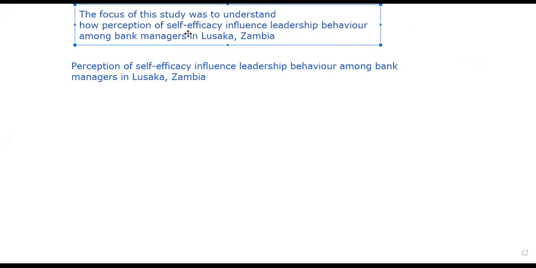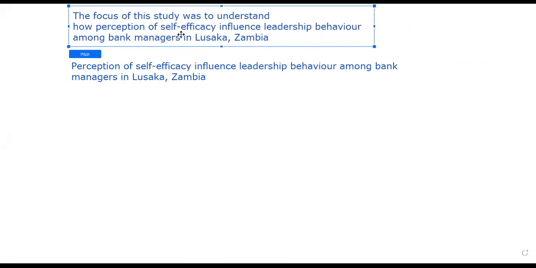Okay, so this is the research topic. This is the research main objective. The focus of this study was to understand how perception of self-efficacy influences leadership. This is the main objective.